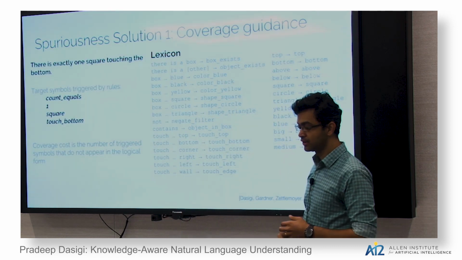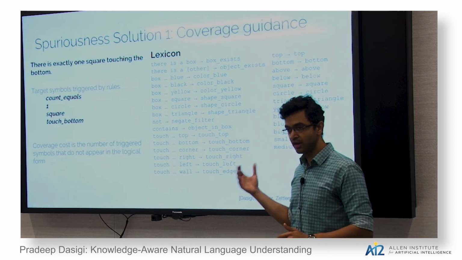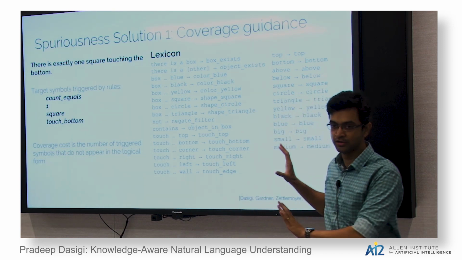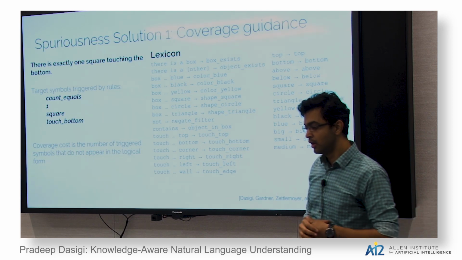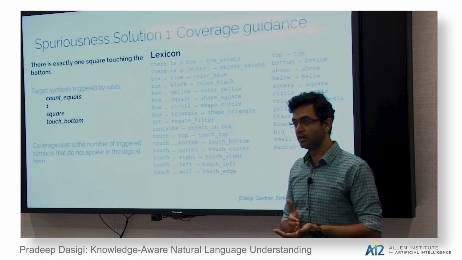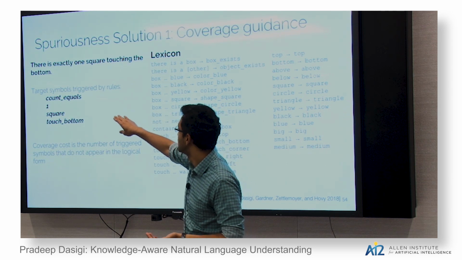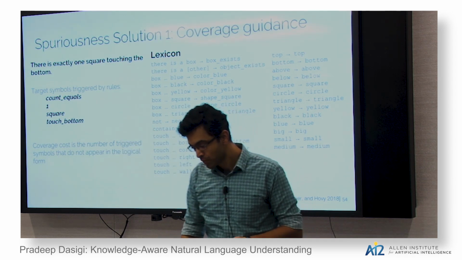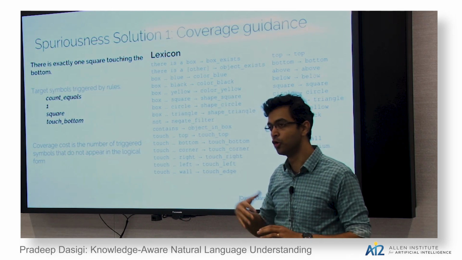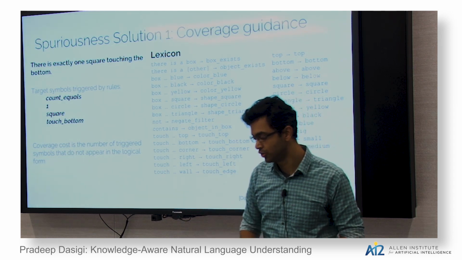The way we do that is we first define a lexicon, which is domain specific, but for the case of NLVR, we didn't have to define a huge lexicon. In fact, what I've shown here is the entire lexicon that we're using for NLVR. It's less than 40 rules. So given that lexicon, there are some target symbols that are triggered from the given utterance. For the utterance that I've shown here, say it triggers count equals 1, square, and touch bottom. We then define a coverage cost, that is the number of triggered symbols that do not appear in a candidate logical form that is being produced.